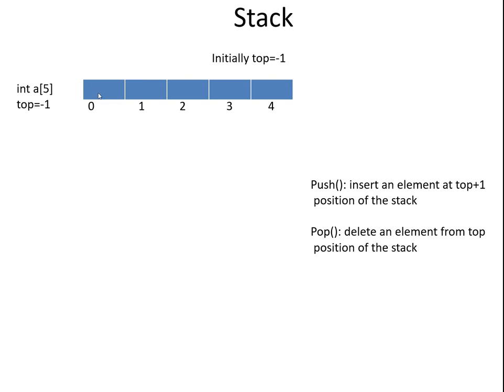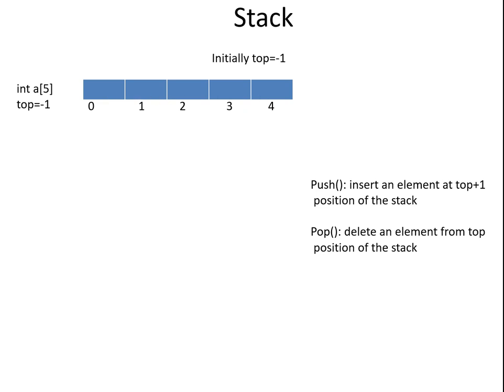So this is the visual representation of the stack data structure, where initially, at the last point, the top value of the stack is -1. That means initially, when we are at index 0, the value of top is -1, and there are a total of five parts in this stack.